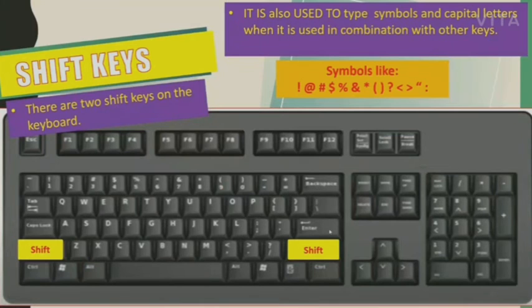Shift key. There are two shift keys on a keyboard, as you can see on the screen. It is used to type symbols and capital letters when it is used in combination with other keys. Symbols like you can see on the screen: @, dollar sign, percentage sign, exclamatory sign, brackets, question mark, etc.